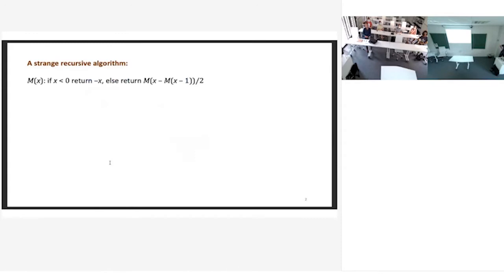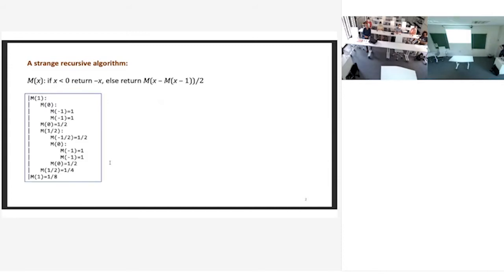So let's take a look at this strange recursive algorithm. This algorithm M of x, when given x, if x is smaller than 0, it returns minus x. Otherwise, it returns M of x minus M of x minus 1 divided by 2, making two recursive calls. So, for example, M of 1 makes this calculation, and at the end, it returns 1 over 8.